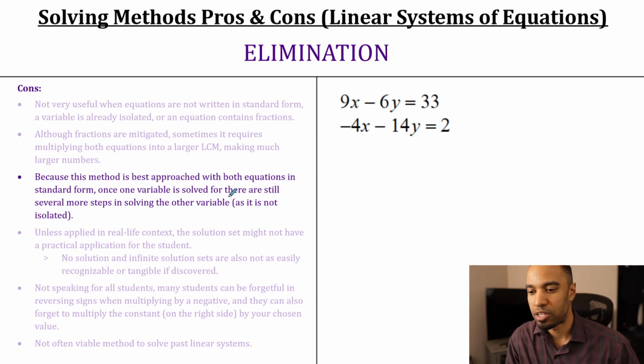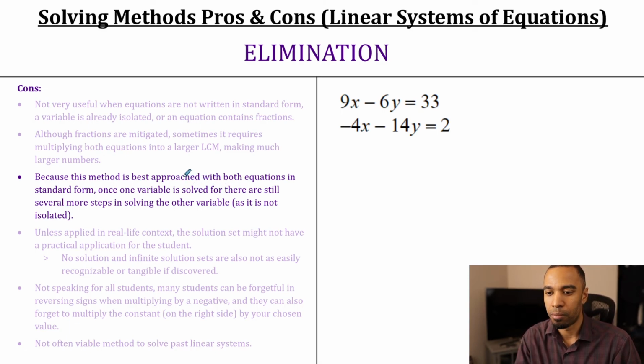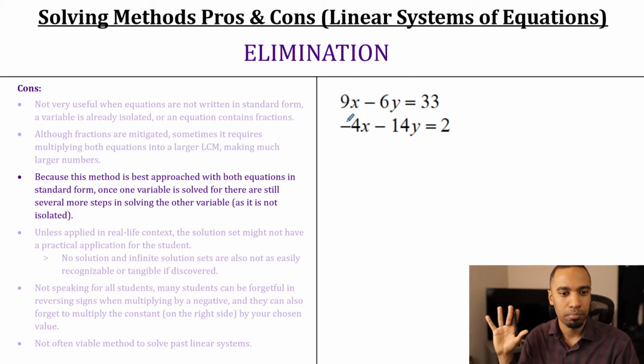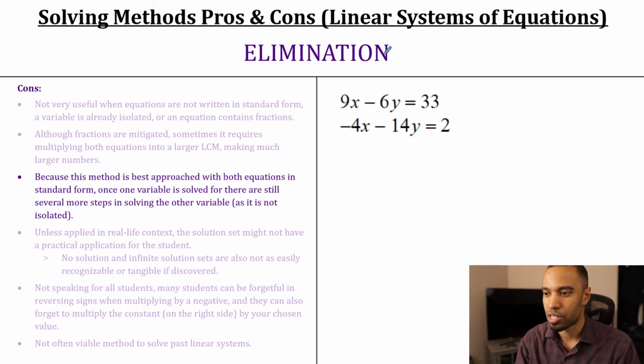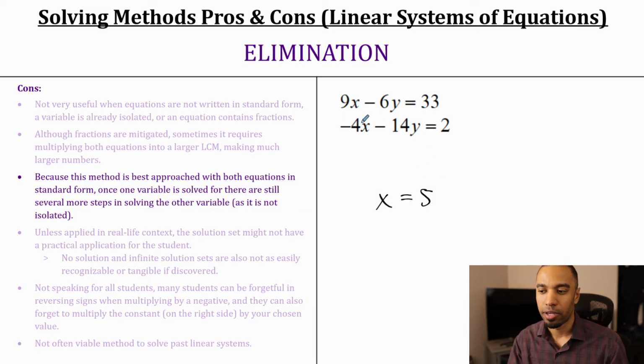Okay, because this method is best approached with both equations in standard form, once one variable is solved for, there are still several more steps in solving the other variable, as it is not isolated. So, just right here, again, I'm not going to get far into all the little nooks and crannies in this thing, but let's say you got an x equals 5. Okay, now you got to solve for y. I got to plug it into one of these two equations. Either this one, 9 times 5, or -4 times 5, and solve for y. And then you got a couple more steps to do.